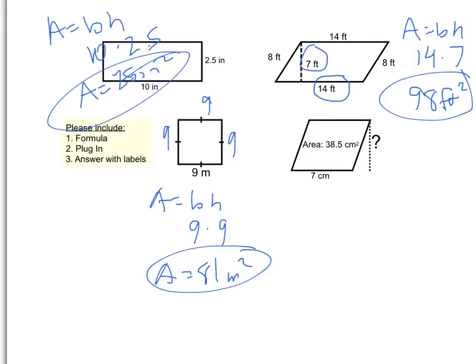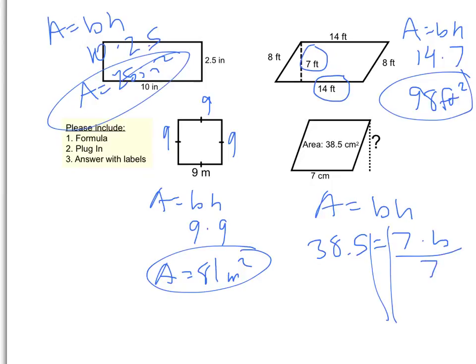Here's a picture where we don't know the height. So we know the area. Let's write out our formula. The area is 38.5. The base is 7. We're not sure about what the height is. So we're going to solve for the height by dividing by 7 on both sides. When I do that, I get 5.5 as a result. 5.5 centimeters is the height.